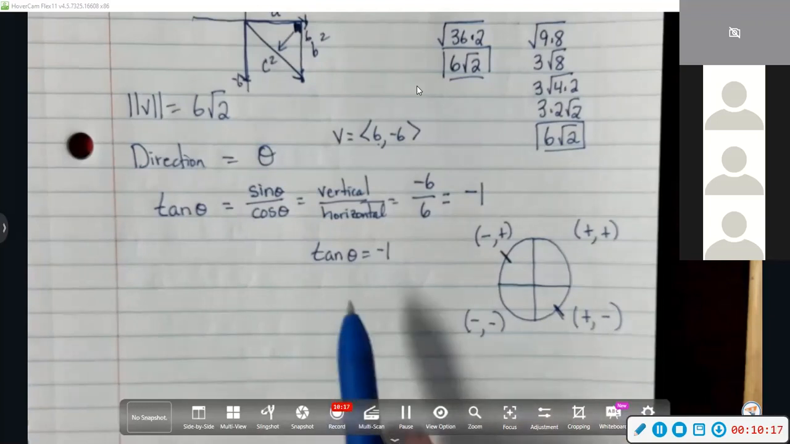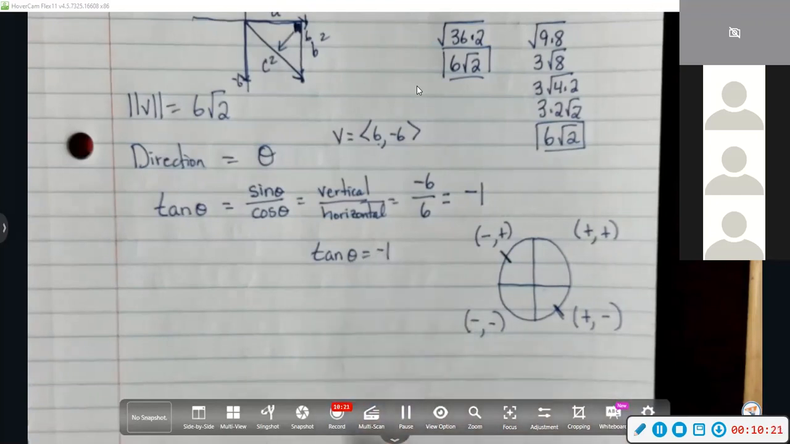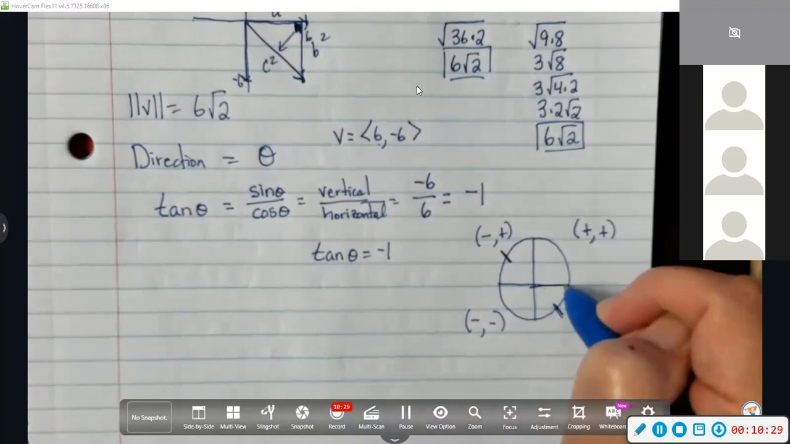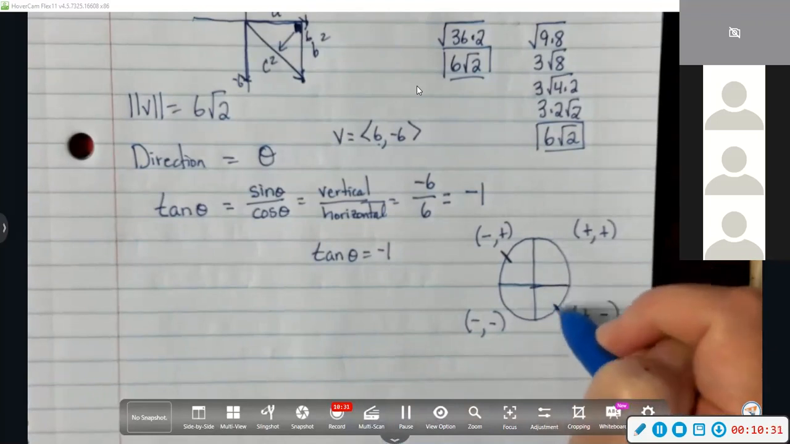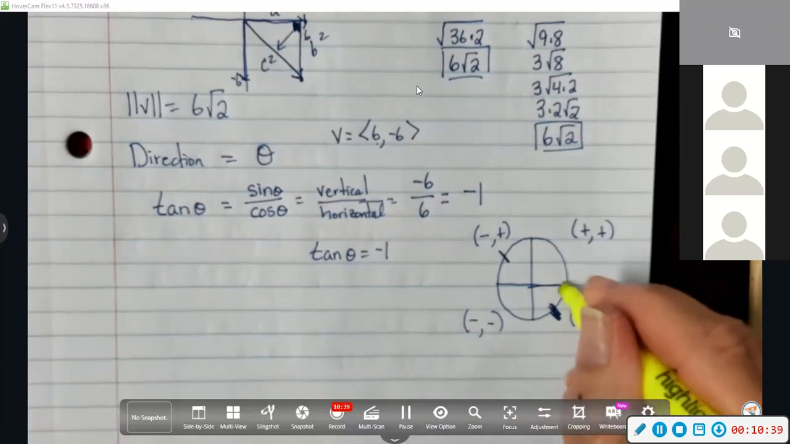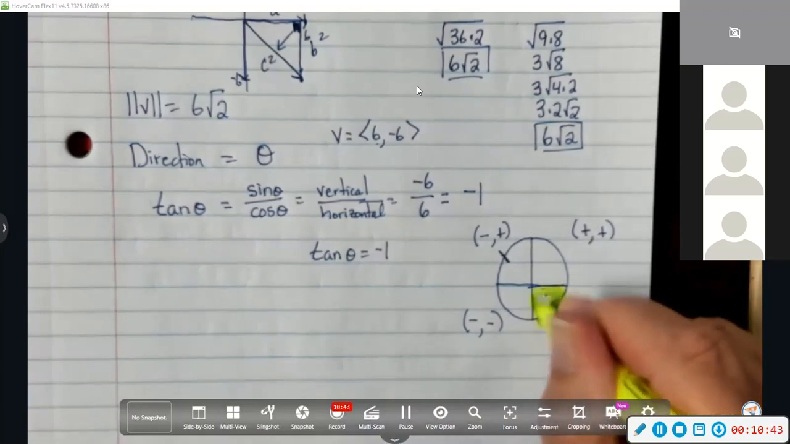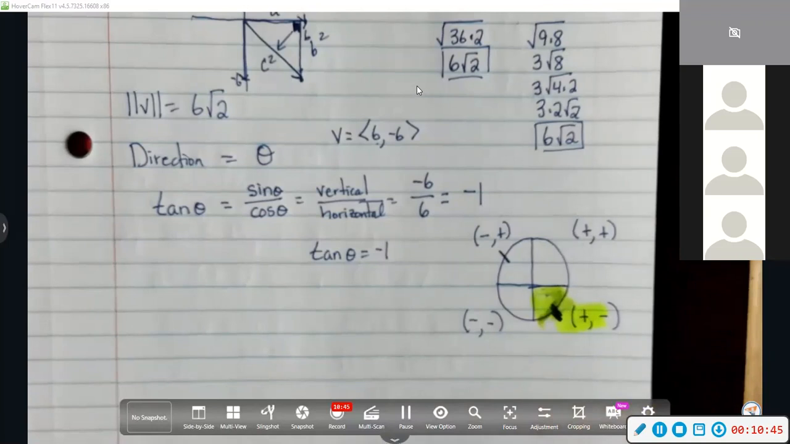We know that based on the fact that tangent of theta is -1. But which one of these two is it? Well, let's look at our vector. Our vector is 6, -6. So 6, -6, our vector is here, right? So ding, ding, ding, we're in the fourth quadrant. Fourth quadrant is the winner.